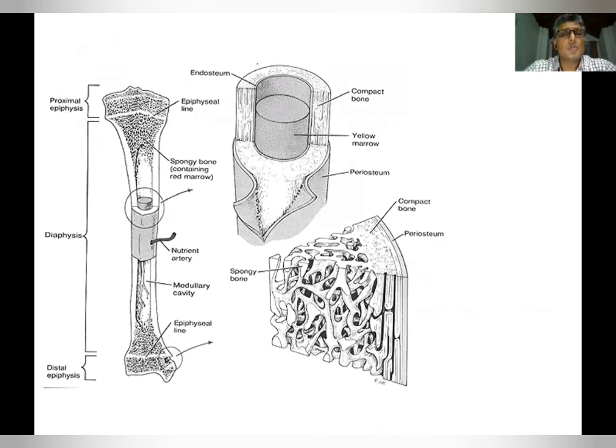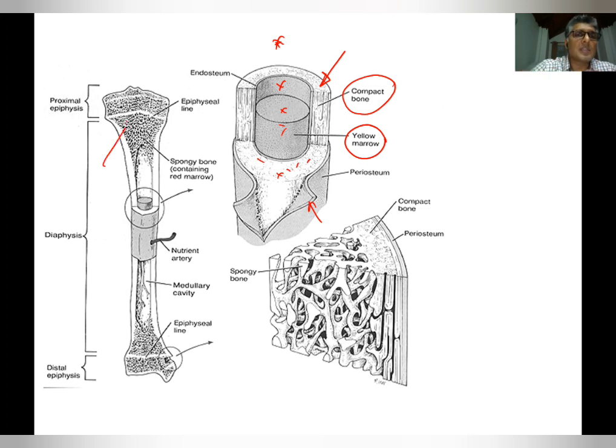So this diagram shows you an example of a long bone with different structures that I wanted to highlight here. If you look at the diaphysis, this is an enlarged picture of the diaphysis. You can see very tough bone here, which is called compact bone. And inside the cavity, as we said before, you get the yellow marrow. And this is the periosteum covering the bone. So you get very hard bone here, which is called compact bone.